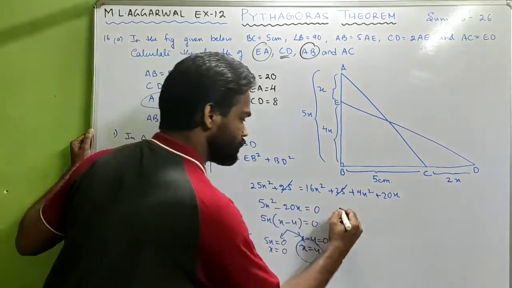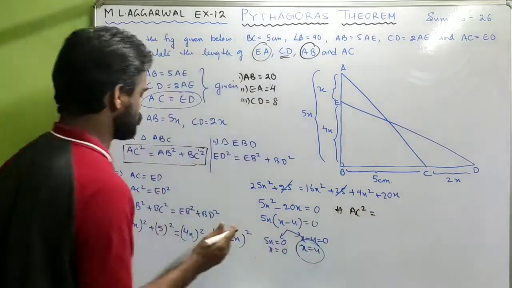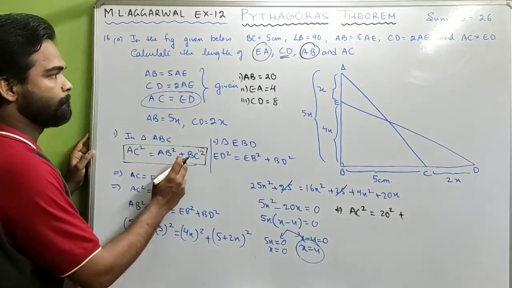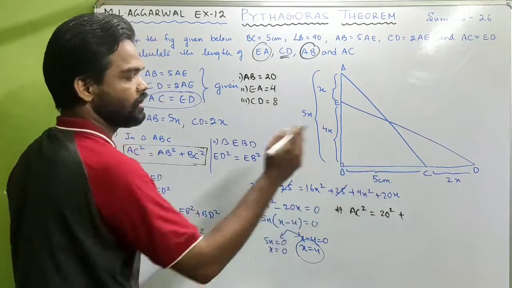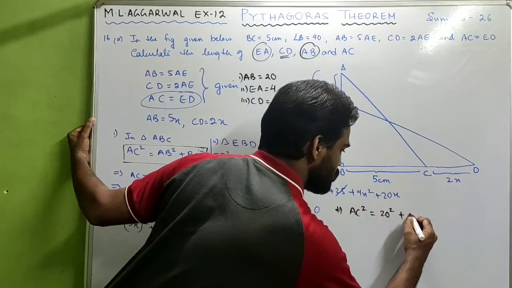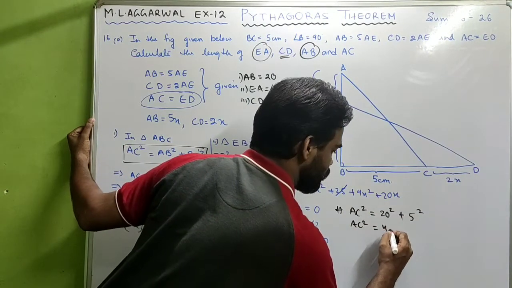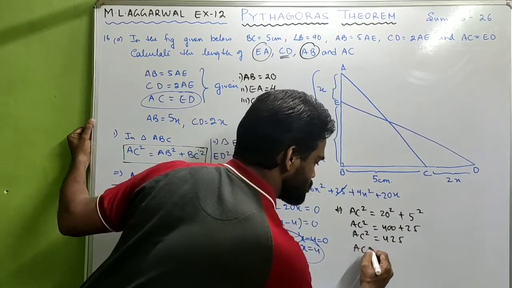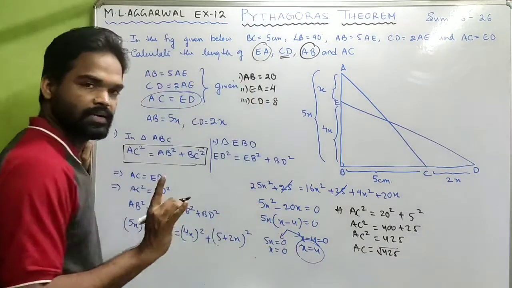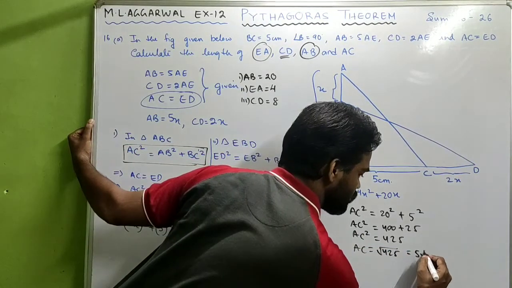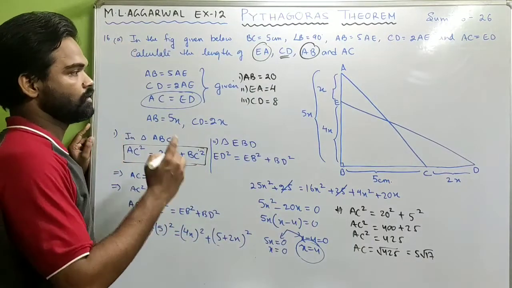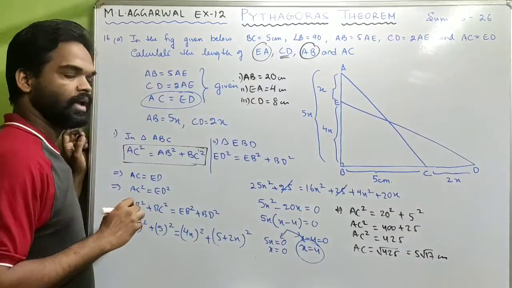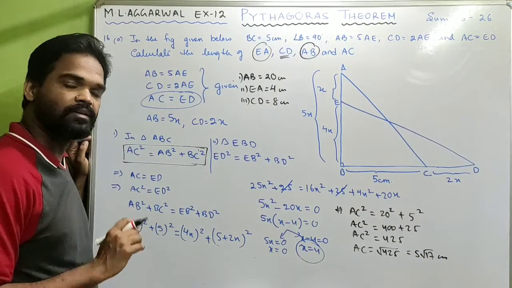Look over here. AC square equals AB square, which is 20 square, plus BC square. Now BC is 5 square. So AC square will be 400 plus 25. So AC square will be 425. So AC will be root of 425, isn't it? Which means this becomes 5 root 17. These are all in centimeters. Done? Clear? Now let us look at the next sum.